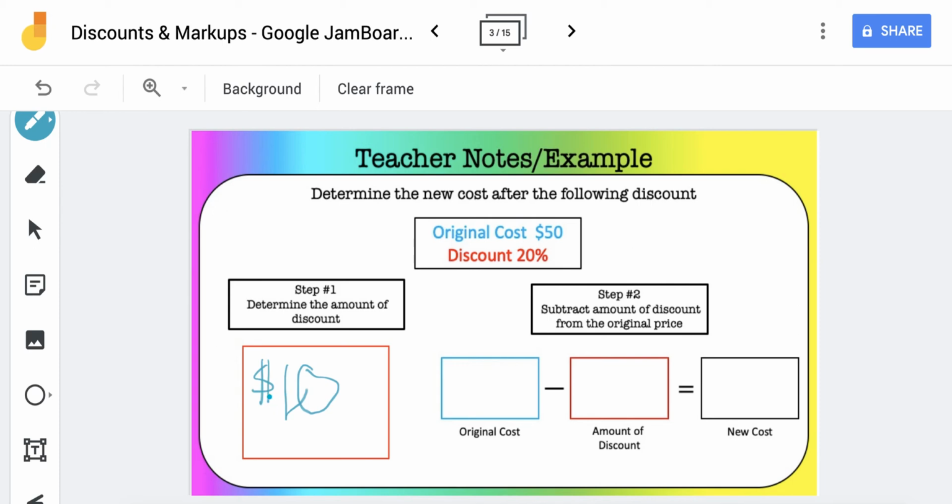All right. So now what we have to do to get the next step is we have to subtract the amount of discount from the original price. Okay. So I'm going to put $10 here because that's the amount of the discount. And our original price was $50. And when I do $50, take away $10, we get a new cost of $40. And there you go.